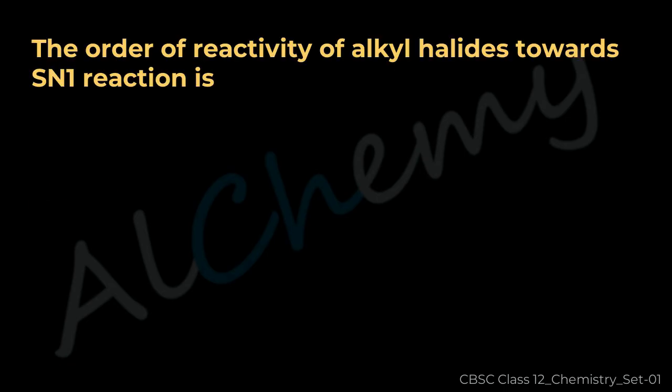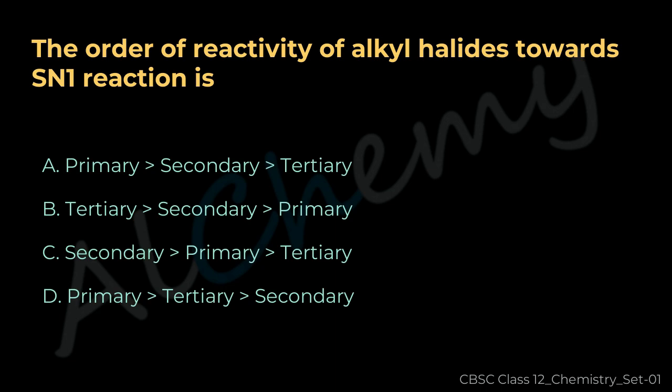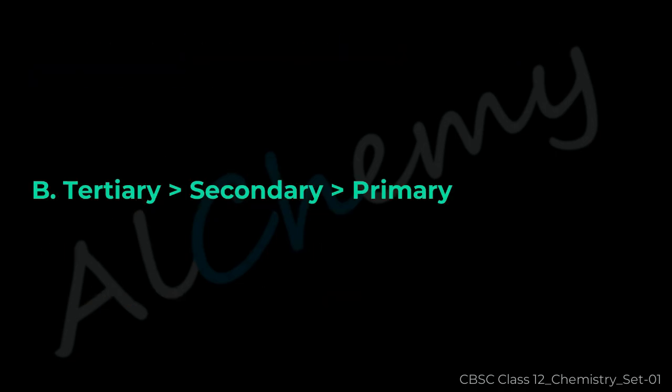CH. Question 17. The order of reactivity of alkyl halides towards SN1 reaction is A. Primary, secondary, tertiary. B. Tertiary, secondary, primary. C. Secondary, primary, tertiary. D. Primary, tertiary, secondary. The correct answer is B.